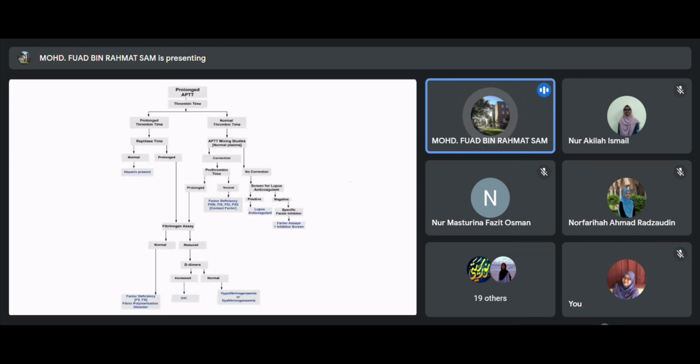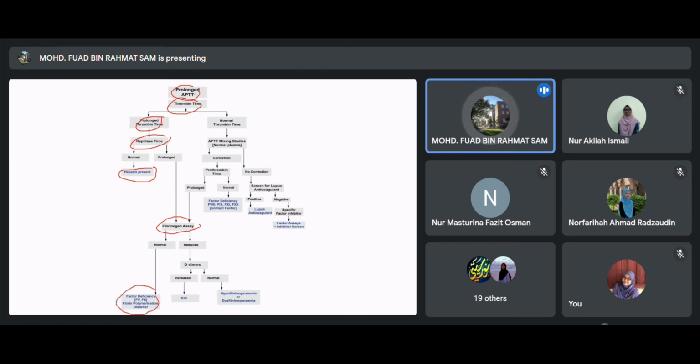Okay, this is contoh lagi flow yang mana melibatkan prolonged APTT and thrombin time. Okay, so bila ada prolonged APTT, lepas tu thrombin time dia buat pula measure prolonged thrombin time, kita buat lah reptilase time, ini ada additional test. Kalau normal mungkin ada heparin present, tapi kalau prolong kita proceed lagi dengan fibrinogen assay. Kalau normal mungkin ada faktor-faktor yang terlibat yang disorder.